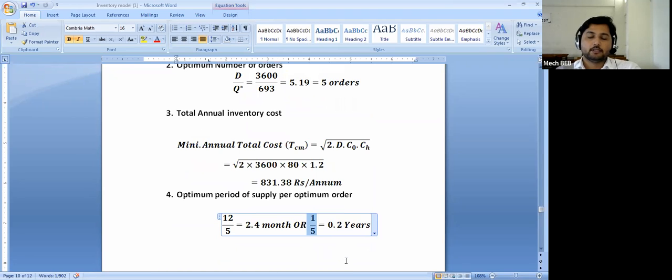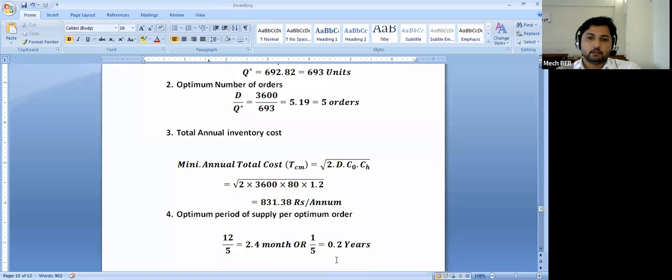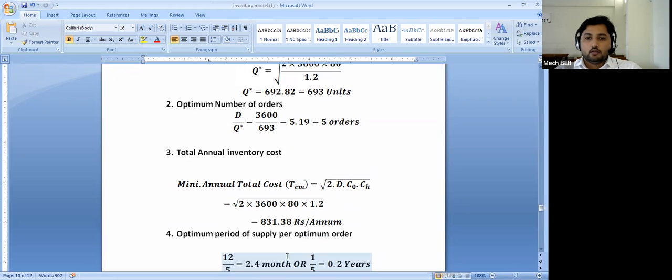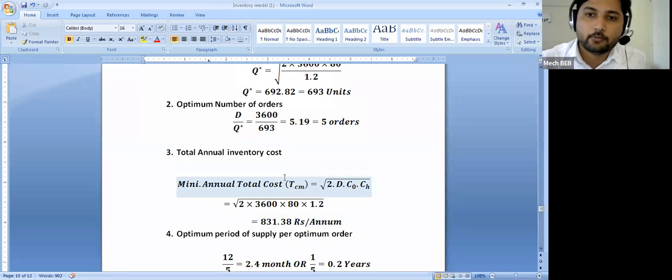Getting everyone? Is there any question, any doubt in this problem? Kindly note down the things if you are remaining anything. Is there any question, any doubt from this problem? Problem number 2.